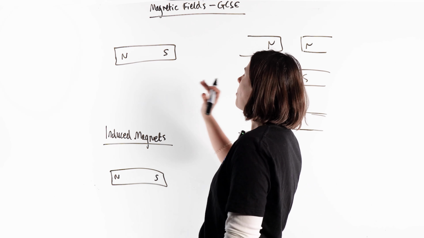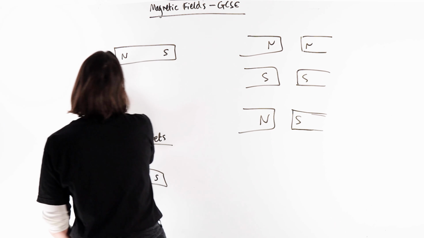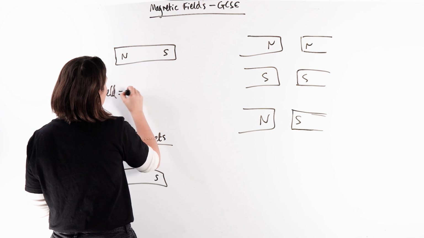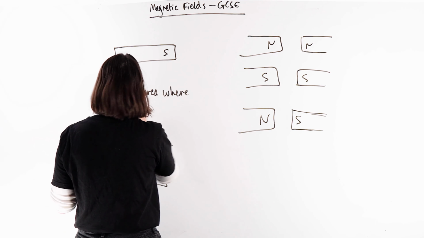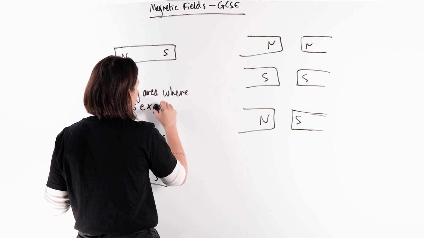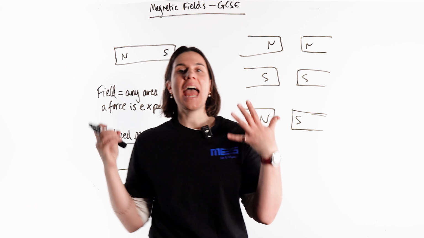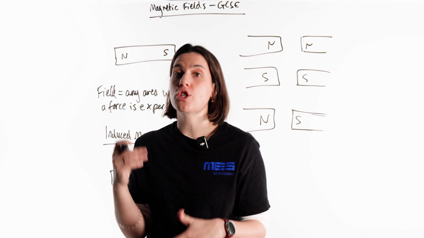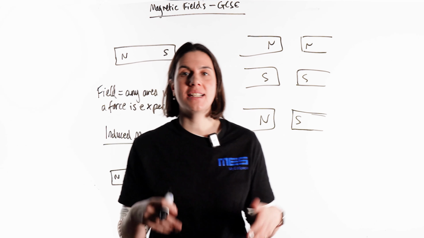Now, we're going to start by thinking about what a magnetic field is. So a field in physics isn't a green thing with grass and a gate. It's any area where a force is experienced. So when we're thinking about a magnetic field, it's any area where if we put a magnetic object or another magnet there, that is going to feel a magnetic force.